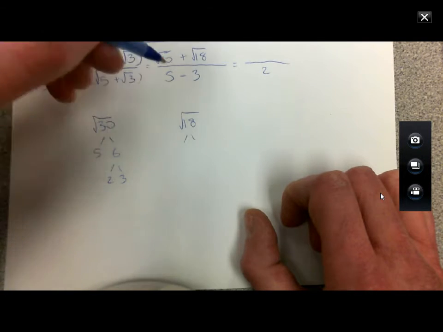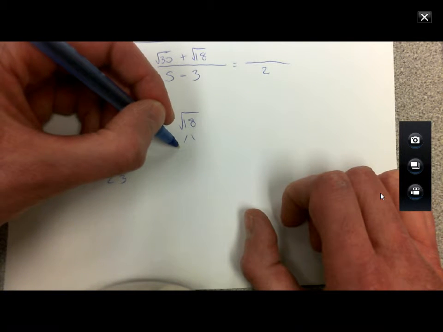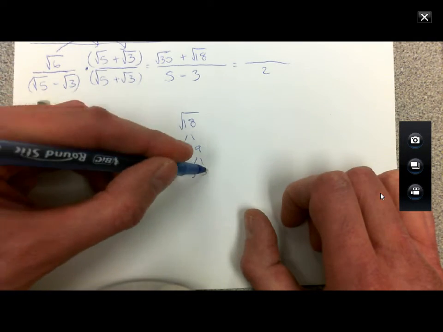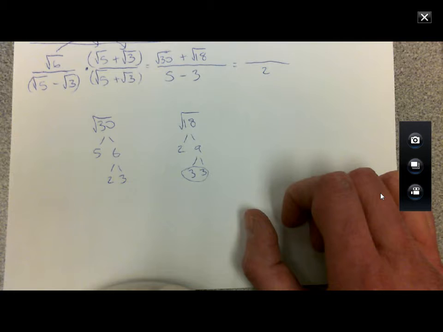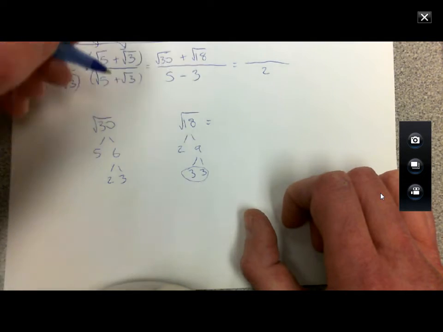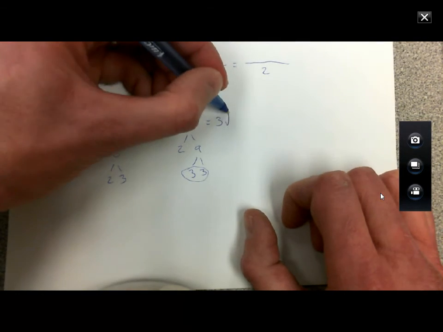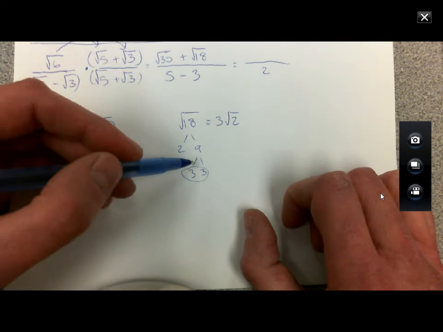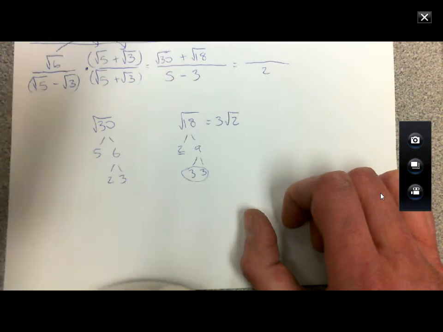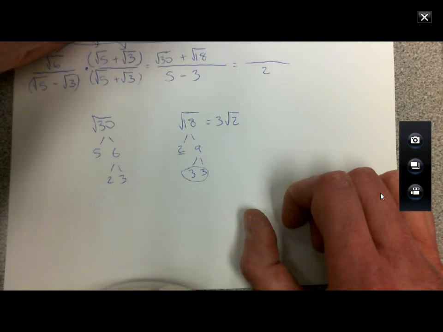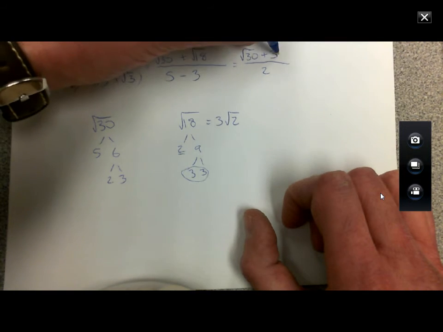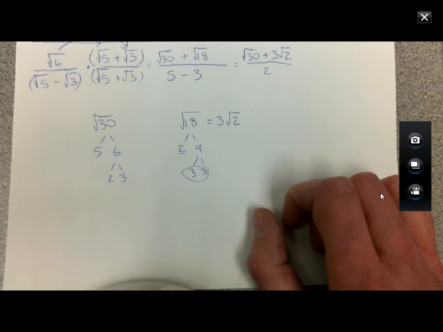Square root of 18, let's try this then. Let's go with 2 and 9, 3 and 3. Here we do have a group of 2 3s. So I can rewrite the square root of 18 as 3 root 2. Bring that 3 out, leave the 2 left over. So I'm going to rewrite it over here then as the square root of 30 plus 3 root 2.